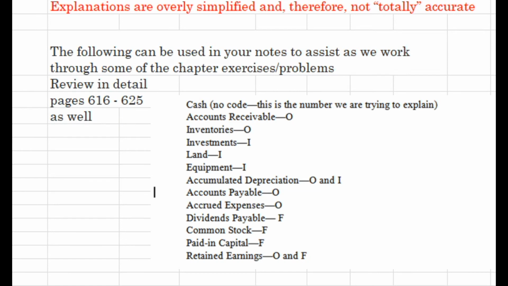Additional resources, as you can see on your screen: you're going to start with accounts receivable is operating, inventories is operating, investment is investing activities, land is investing, equipment, and you can read on down through there. Accumulated amortization and depreciation are not only part of our reconciling information in operating, but also investing. So we kind of talked about that. Again, pages 616 through 625 give you much more detail. This is just supplemental information that might help you picture and apply the rules and theories in order to complete the statement of cash flows.